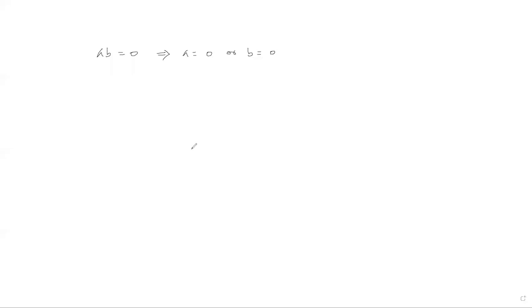Yes, sir. But I'm just giving you one example. A = [[0, -1], [0, 2]]. Is it a zero matrix? Not a zero matrix, because a zero matrix means every element should be 0. And B = [[3, 5], [0, 0]]. Is it a zero matrix? No, it's not a zero matrix. Let's see what is A into B.